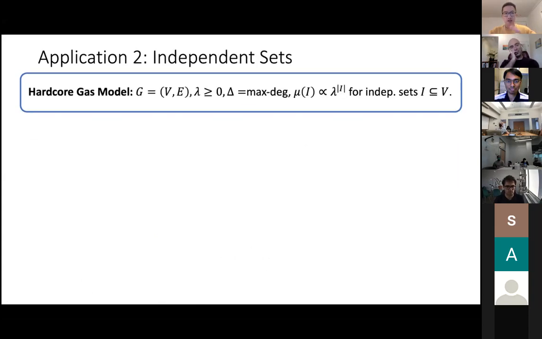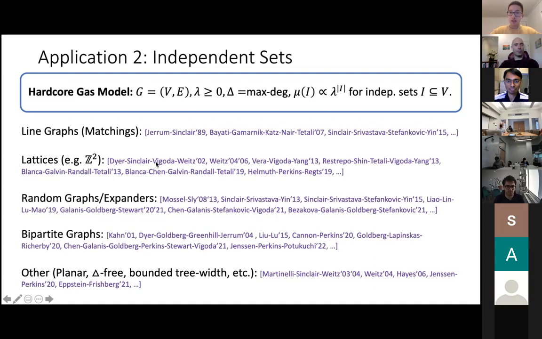Okay. All right. So the second application is independent sets, and here I'm going to weight each independent set by some parameter lambda to the size of the independent set. This is a classic statistical physics model called the hardcore gas model. It's sort of like a discretized version of a slightly more realistic continuous gas model called the hard spheres model. And it also has been studied really heavily throughout the literature.